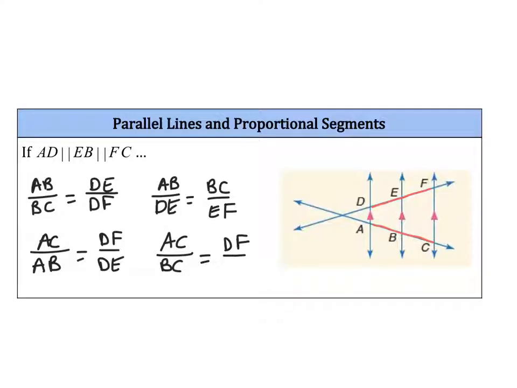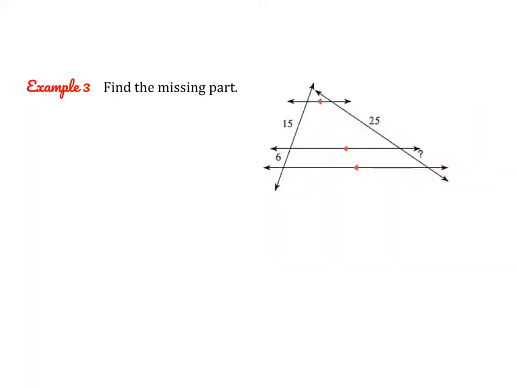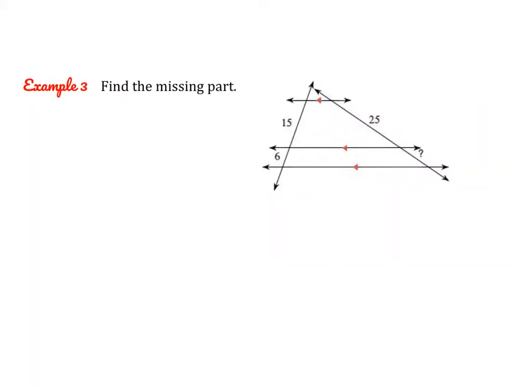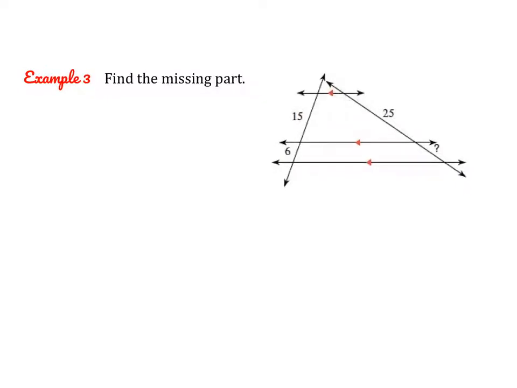So there's lots of different proportions we can set up. And of course, we can take any of these and flip both sides upside down, and it will work just as well. So we're going to use these different proportions to help us find missing parts. Here you can see that they want us to find this length, which I'll call x in our equation. So lots of different things we could set up.